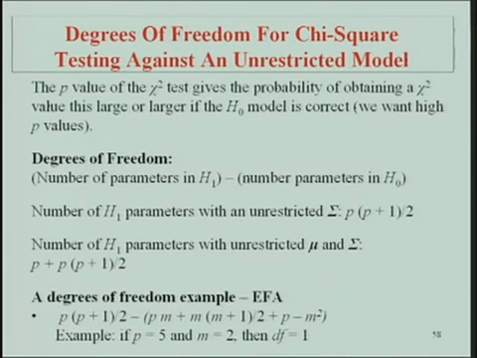Degrees of freedom for chi-square is very easy. We talked about 5 degrees of freedom for a 4-time point model and 1 degree of freedom for a 3-time point model. Here we say that the p-value of the chi-square test gives the probability of obtaining a chi-square value that's larger or equal if the H0 model is correct. We want high p-values. Degrees of freedom is much easier than in ANOVA: number of parameters in H1 minus number of parameters in H0. That's how we got 5 for our growth model.